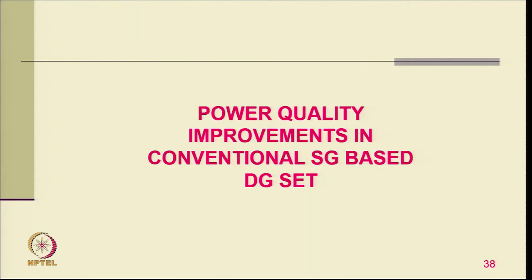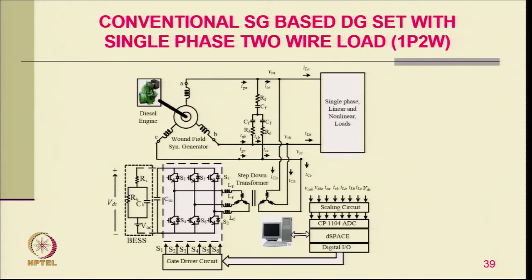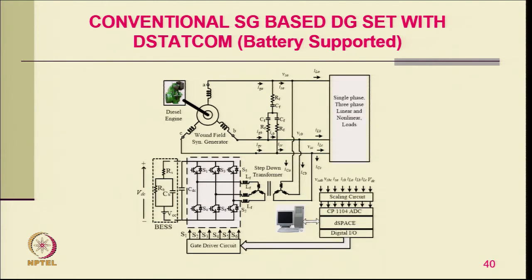Now, coming to power quality improvement in a conventional synchronous generator based DG set, this is the typical configuration that we are considering. Here the case is with the battery on the DC link and a single phase load, for example a telecommunication load, or many other single phase loads. Normally we use a 3 phase machine, but we derate it. Here the derating is avoided by providing load balancing, as well as power factor correction, and you can call it load leveling also, if the load is varying.